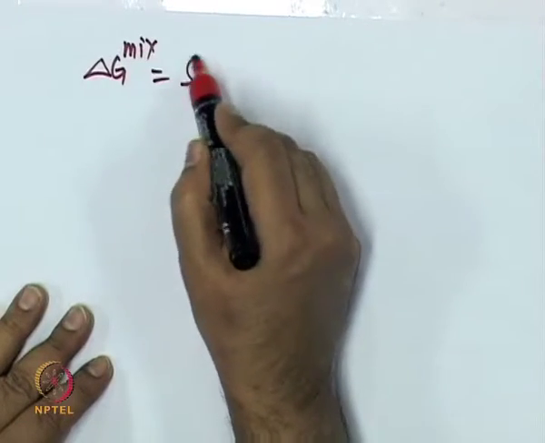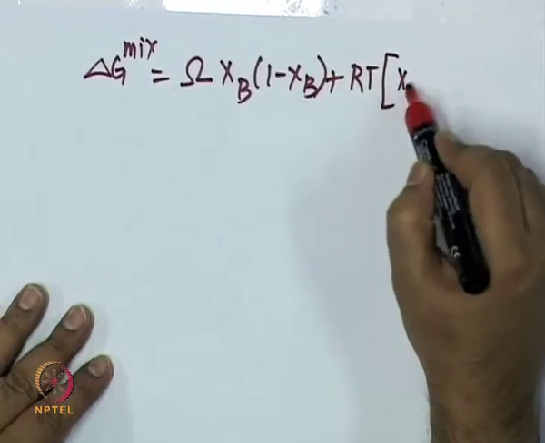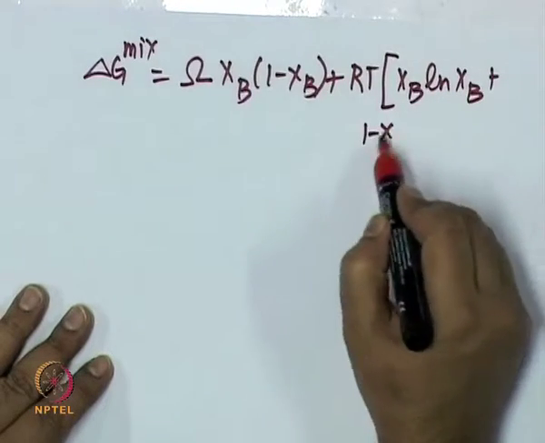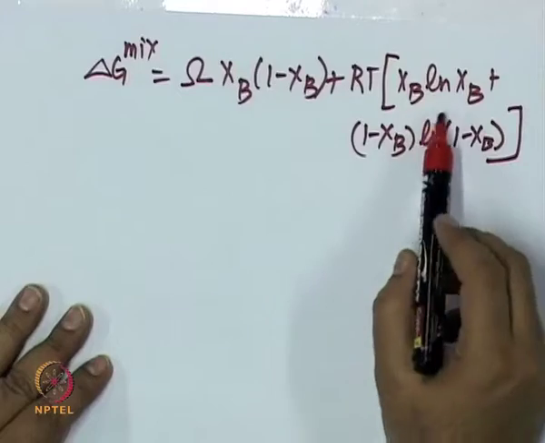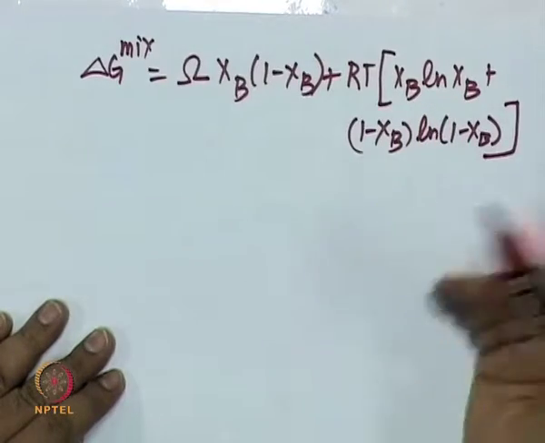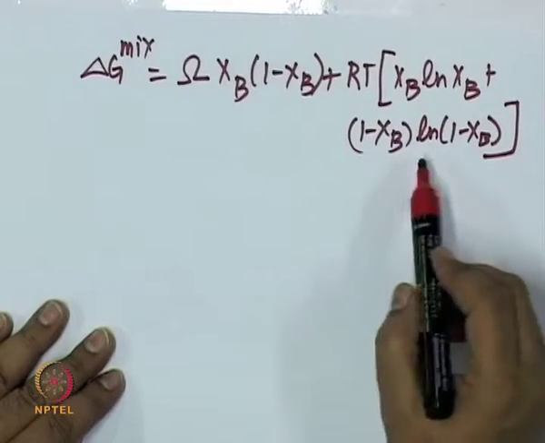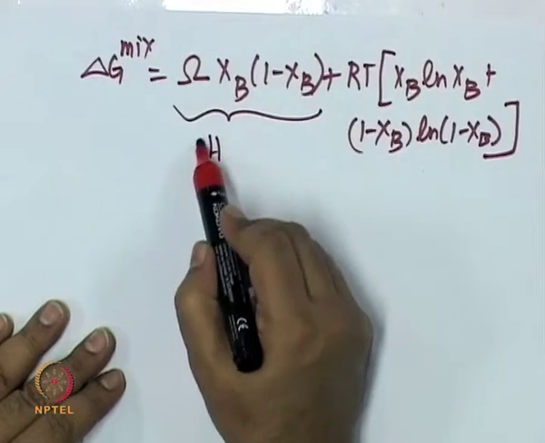So, let us consider these terms one by one. The free energy of mixing consists of two parts, the enthalpy of mixing and the entropy of mixing. Delta G mix is nothing but omega xb (1 minus xb) plus RT [xb log xb plus (1 minus xb) log (1 minus xb)]. By the way, irrespective of whether I call it log or ln, it is a logarithm to the base e, and we typically do not use logarithm to the base 10. I keep calling it sometimes log, sometimes ln, but it is the same. So, by default when I say logarithm, I mean to the base e. Let us take a look at this expression. The first term is nothing but delta H mix.